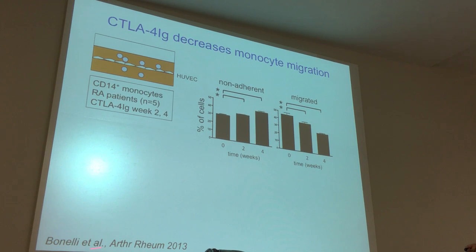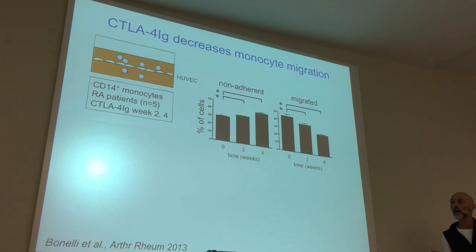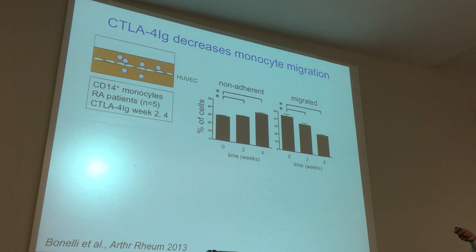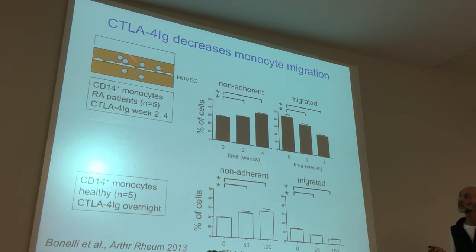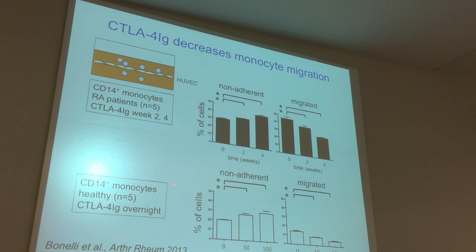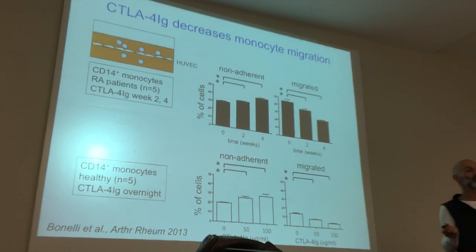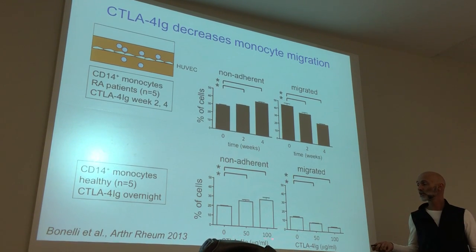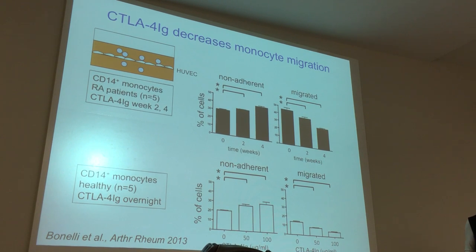This is from our own laboratory, from Michael Bonelli, when he analyzed the monocytes from patients who were treated with abatacept. After 2 or 4 weeks, what he observed is that these monocytes lost their migratory capacity in vitro. And he was also able to recapitulate this: if you treat monocytes from healthy individuals with CTLA-4 overnight, dose dependently, you also prevent the migratory capacity of these monocytes.